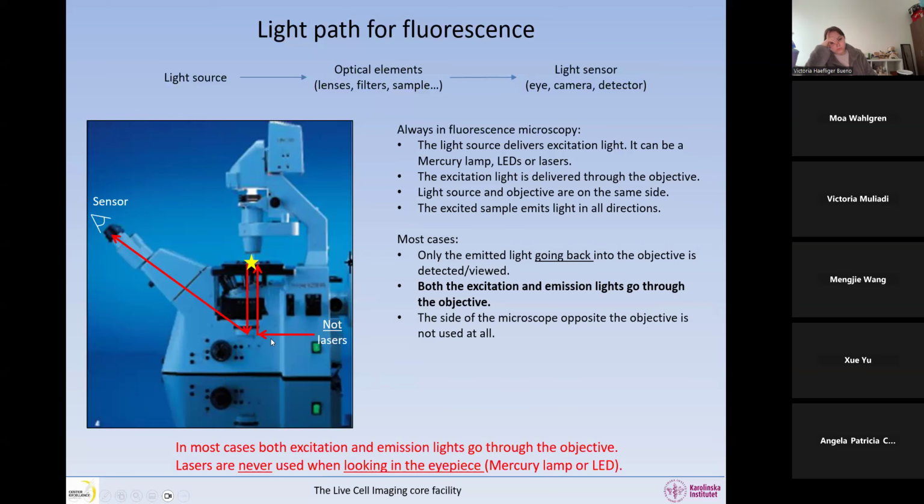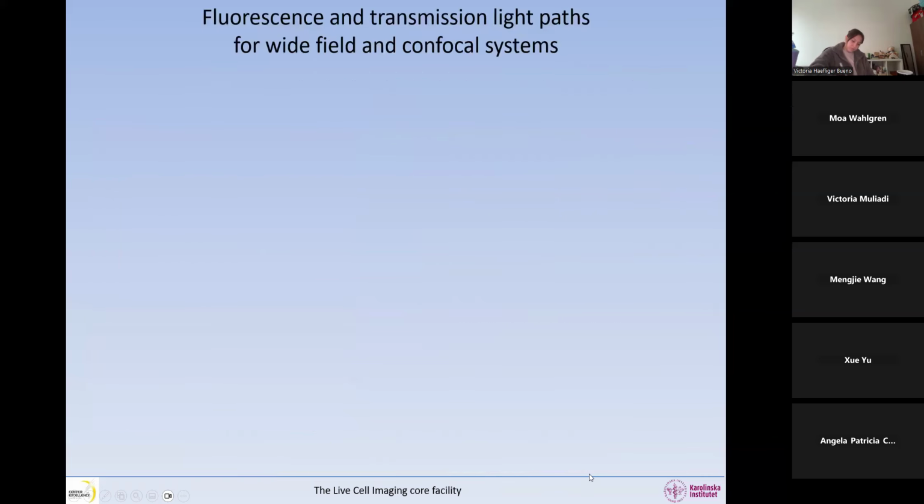We cannot use lasers when we look in the eyepiece. So when we are looking in the eyepiece, we need another light source on our systems. We will never use lasers because it's dangerous for our eyes. In that case, when we look in the eyepiece, we'll always use a fluorescence lamp, like a mercury lamp or LEDs.